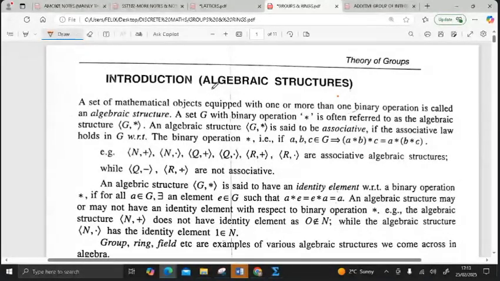Actually, a group is an algebraic structure. So what we wish to do first is to introduce ourselves to what we mean by an algebraic structure, and then extend to what a group is. We say that a set, of course, we've talked about sets and we understand exactly what sets are, and we call them mathematical objects, in this case elements, the ones that we've been talking about, equipped with one or more binary operations.